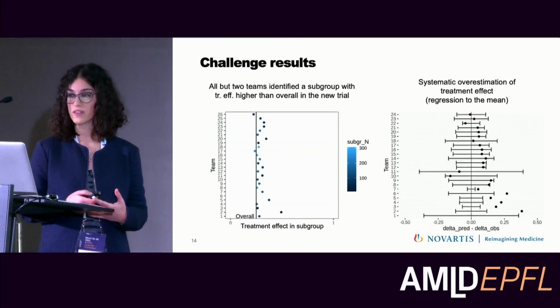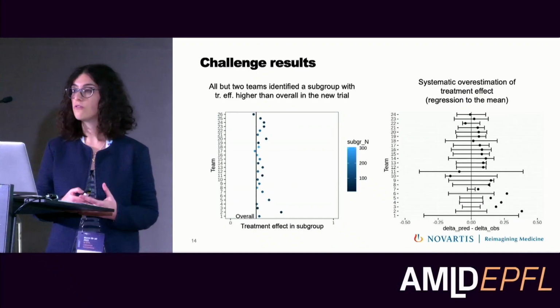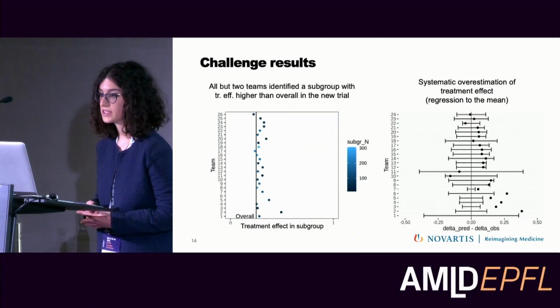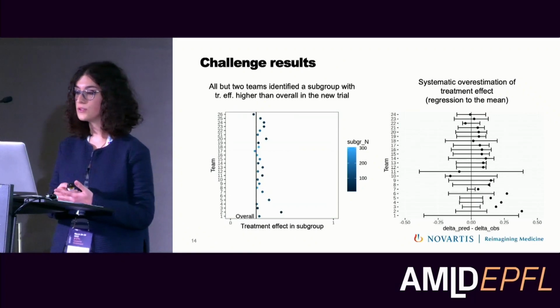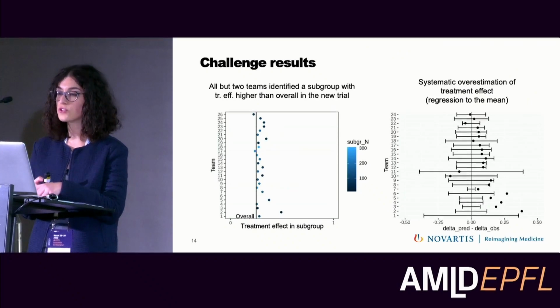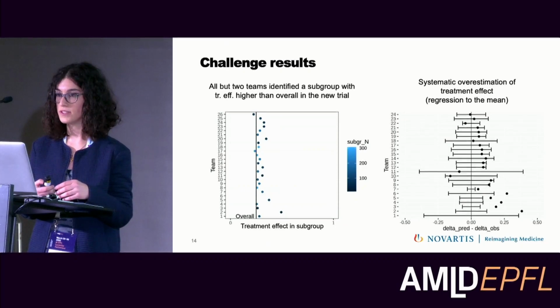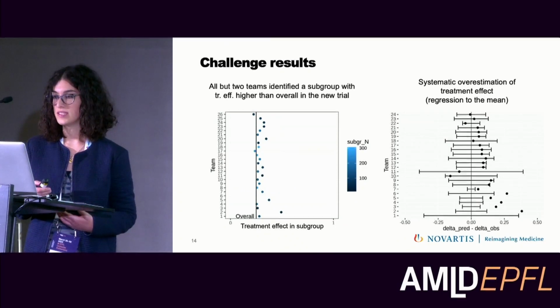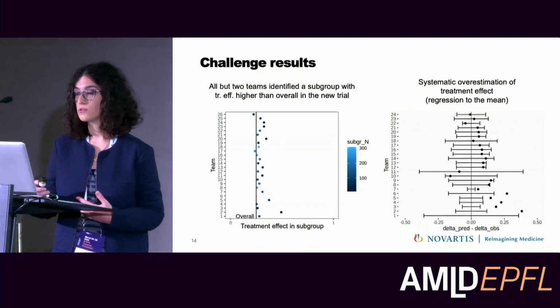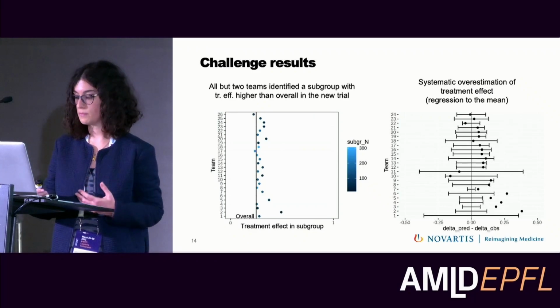This suggests that there is hope to give an answer to the subgroup identification question. However, there is something that I would like to remark, which is that the teams systematically overestimated the treatment effect. This means that the value that they predicted for the treatment effect in their subgroup was almost always larger than the value that was observed in the new trial. This is a known statistical effect, which is called regression to the mean, but still it's important to keep it in mind in case we are considering whether to make a follow-up trial.